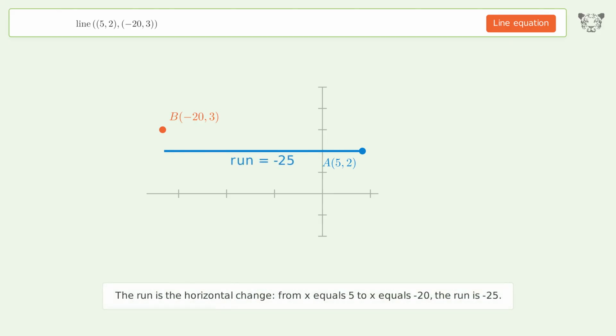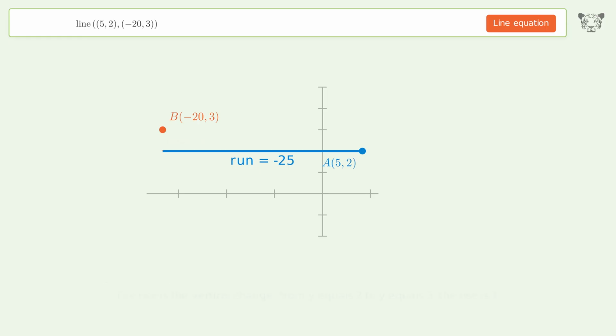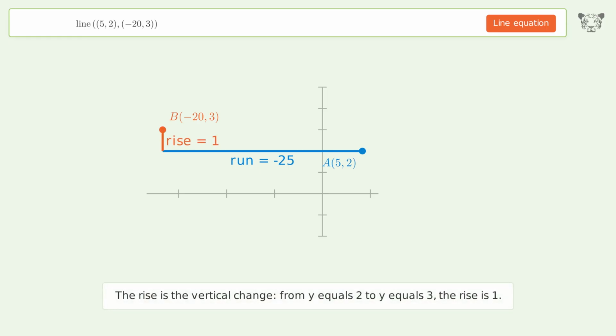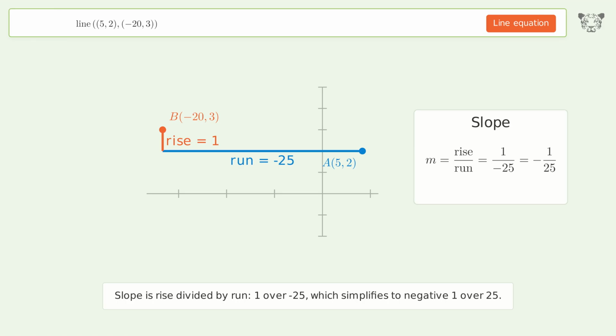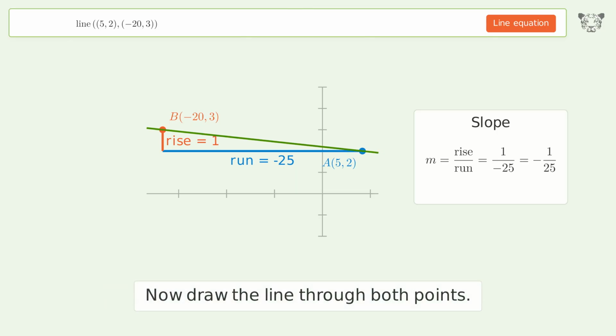The run is the horizontal change, from x equals 5 to x equals -20, the run is -25. The rise is the vertical change, from y equals 2 to y equals 3, the rise is 1. Slope is rise divided by run, 1 over -25, which simplifies to -1 over 25. Now draw the line through both points.